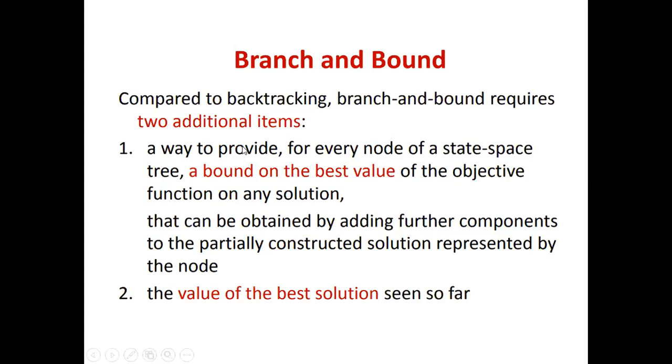So there are two additional items along with backtracking, which has been included in branch and bound. The first one is that you need to find the best value for an objective function, which is also called a bound.